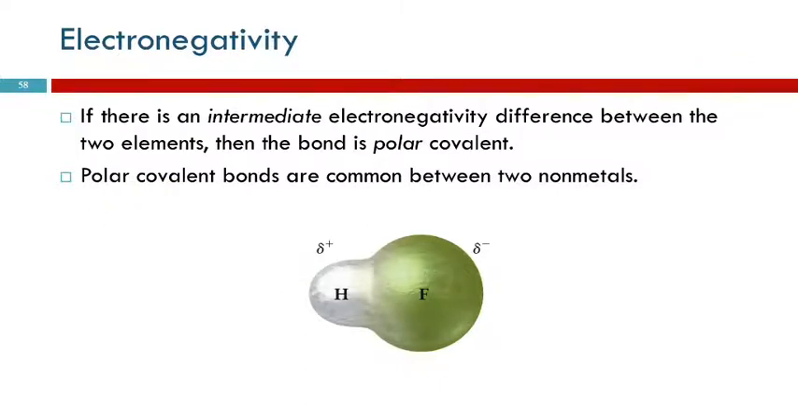Polar covalent bonds are common between two nonmetals. If they are two different nonmetals, I would expect you to say that it's a polar bond. Are there exceptions? Sure there are. Carbon-hydrogen is the only one you should even try to be aware of. If the two elements are the same, nonpolar. Metal, nonmetal, ionic. Two different nonmetals, say it's polar.